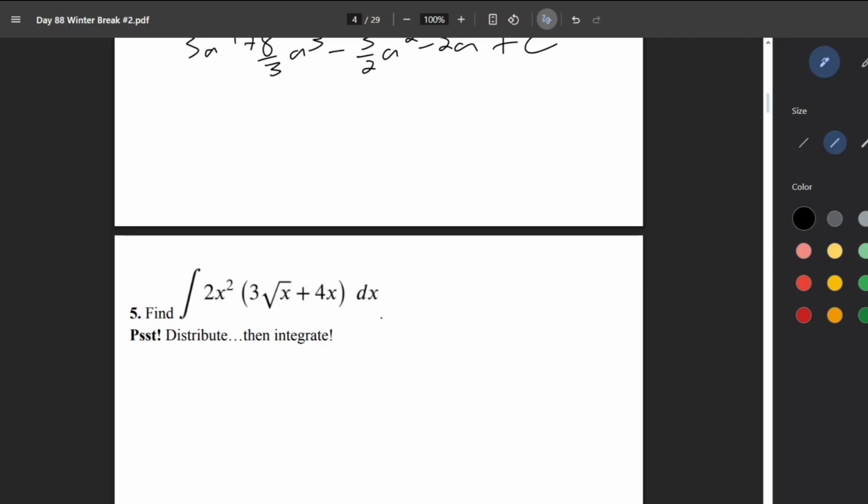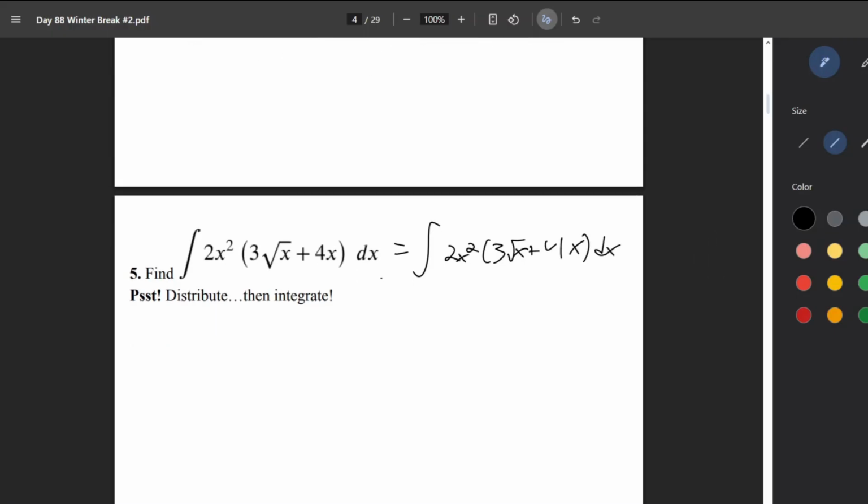We have this. So remember our exponent rules, that this equals x to the 1/2. Just as an example, I don't really want to write the rule again, so I will rewrite it as that. Sorry, I just wrote the same thing again. Let's go back. So this is x to the 1/2 plus 4x dx.